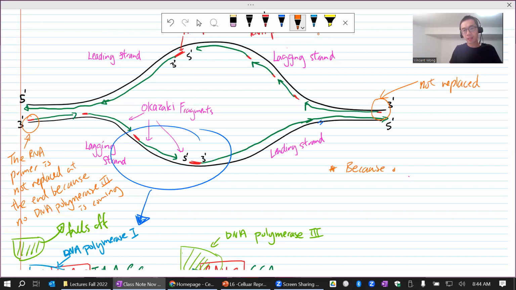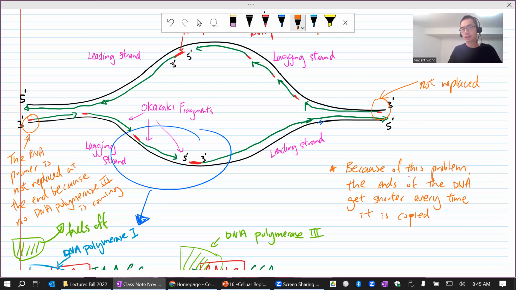Because of this problem, the ends of the DNA get shorter every time it is copied. So let's say you start with DNA that's this long. When your cell divides, it needs to copy the DNA, so it gets shorter. Next time you copy, it gets shorter and shorter and shorter. Obviously, that's a big problem, right?